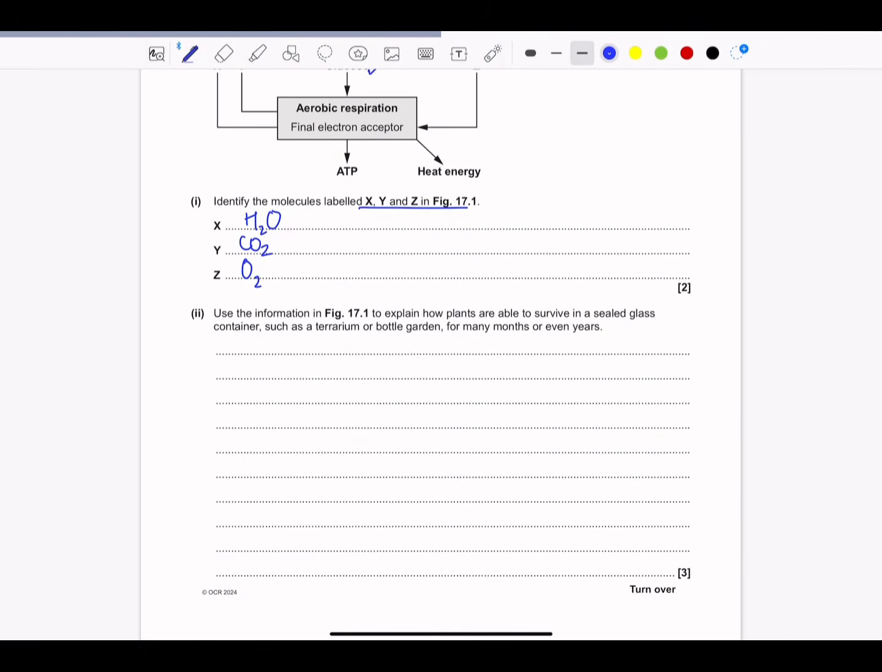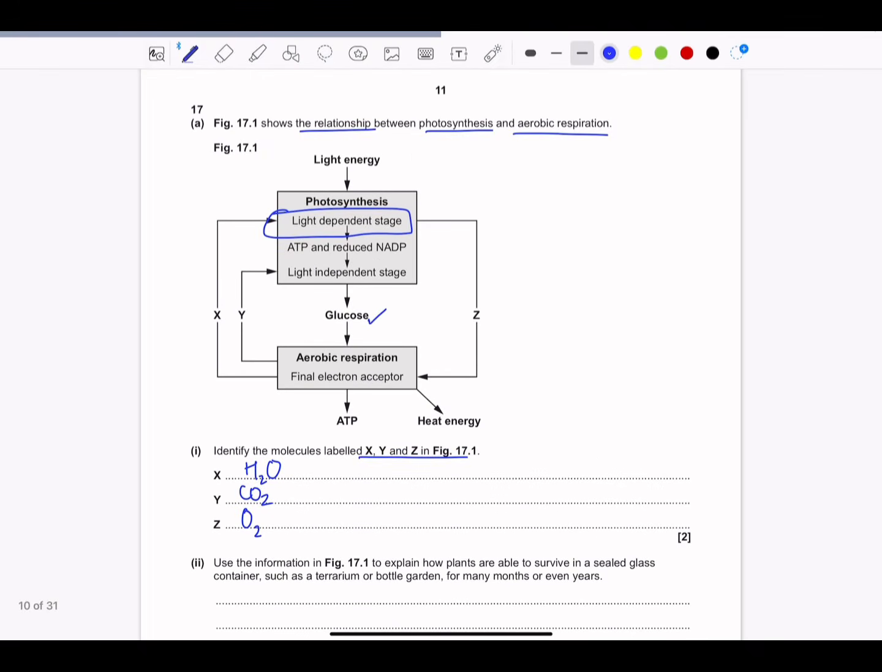The next question is to use information in figure 17.1 to explain how plants are able to survive in a sealed glass container such as a terrarium or a bottle garden for many months or even years. So looking at the cycle, it looks like the products of one reaction happen to be the reactants of the next, and it continuously goes on. And that is pretty much the answer, except we have to be a bit more specific.